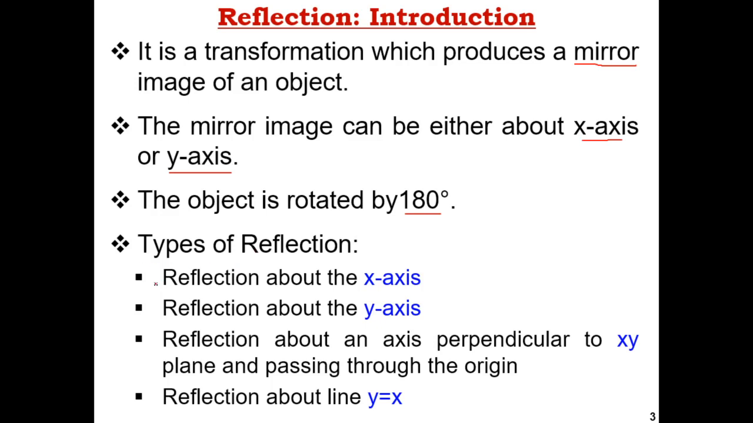The different kinds of reflection are there. The first one is reflection about x-axis, the second one is reflection about y-axis, and the third one is known as reflection about an axis perpendicular to the xy plane and passing through the origin. It can also be known as reflection about the origin, or both-axis reflection, which means it will be applied for the x-axis as well as the y-axis. We will see that further. And the next one is reflection about y equal to x, which is a diagonal line. We will also see that.